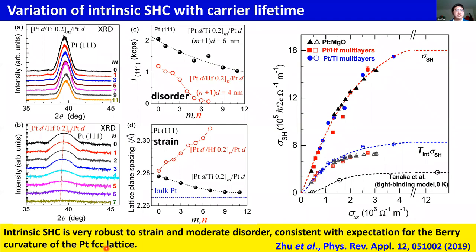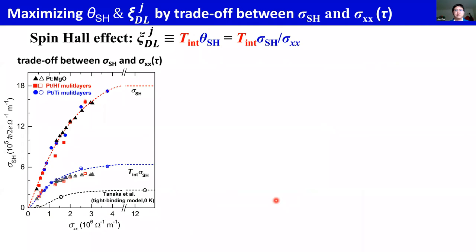So why is this finding important? For the spin Hall effect, the dampinglike torque efficiency per current density is the spin transparency times the spin Hall angle. And the spin Hall angle is the spin Hall conductivity over the electrical conductivity. This means if we can optimize the trade-off between the spin Hall conductivity and the electrical conductivity, we will be able to maximize the spin Hall ratio and the dampinglike torque efficiency for the platinum-based system.